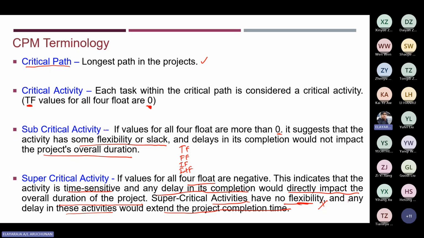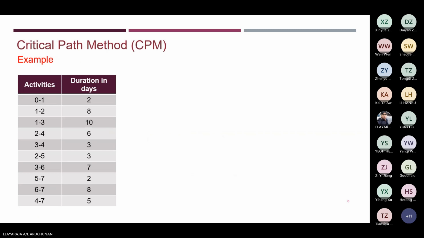All right, you need to know that in CPM. Now take a look at this example. Please pay attention clearly. I will do a step-by-step approach on how we calculate each and every one of it. So the activities are given. Activity 0 to 1 is given a 2 day duration, and activity 1 to 2 is given an 8 day duration, and 1 to 3 is a 10 day duration, and so on until each node points to particular nodes. They give the number of days of the duration.